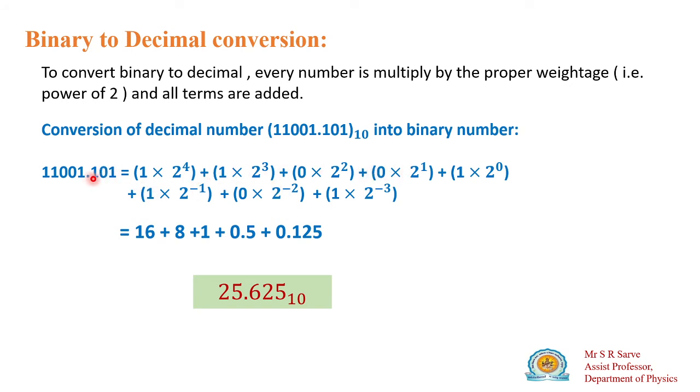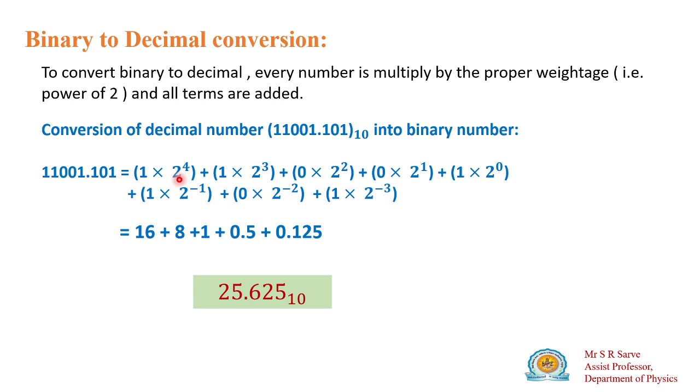And after the fraction, this is 1 1, its corresponding is 2 raised to the power minus 1. So 1 divided by 2 raised to the power 1 means 1 by 2. 0 into 2 raised to the power minus 2. 2 raised to the power minus 2 is 1 divided by 2 by 2, meaning 1 by 4. 1 into 2 raised to the power minus 3. So simply, multiply each binary digit with the corresponding power of 2 and add them. So to convert binary to decimal, every number is multiplied by its proper weightage, that is the power of 2, and then all terms will get added.